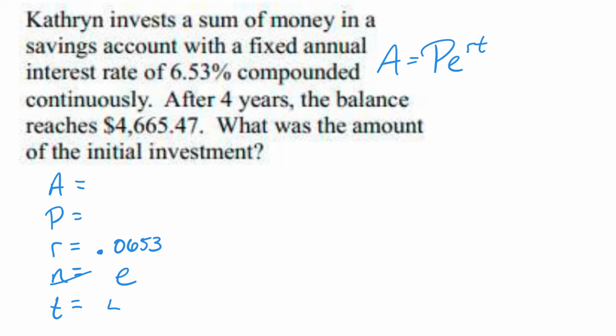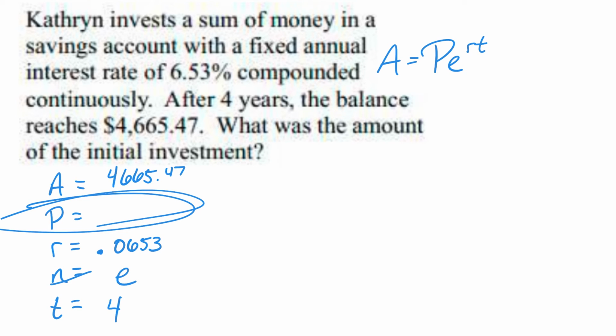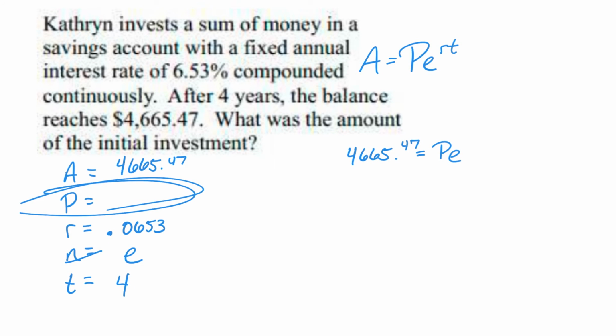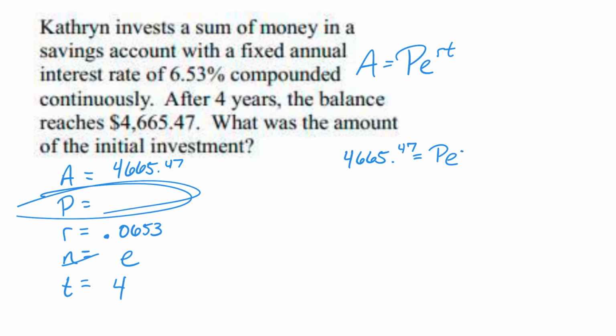After 4 years, the balance is $4,665.47. What is the amount of initial investment? So we're missing the P on this. So we'll fill out our equation. 4665.47 equals our principal amount, which we do not know, times Euler's number, which is not a variable, keep that in mind, to the 0.0653 times 4 power.